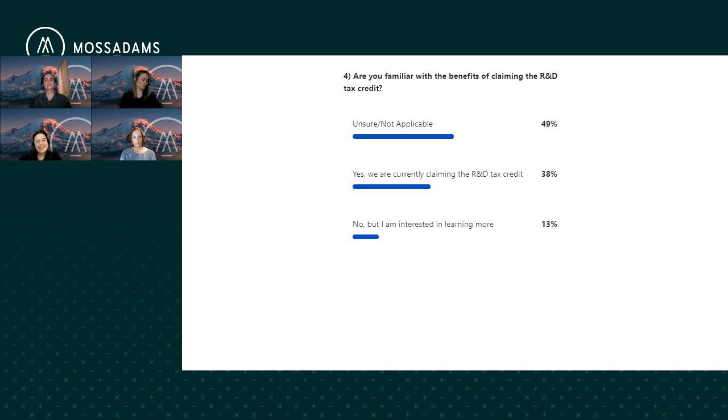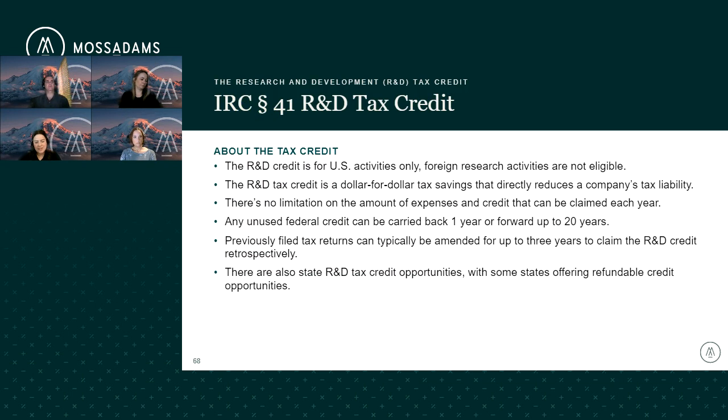Okay, great. So this is the transition where we're going to be talking about the R&D tax credit. The R&D tax credit is for U.S.-based activities only. Foreign research activities aren't eligible. But this is essentially a dollar for dollar tax savings that directly reduces your company's tax liability. There's no limitation on the amount of expenses that could be eligible for the credit.